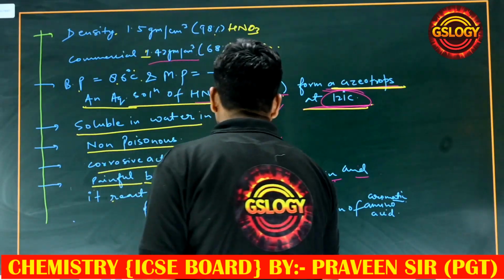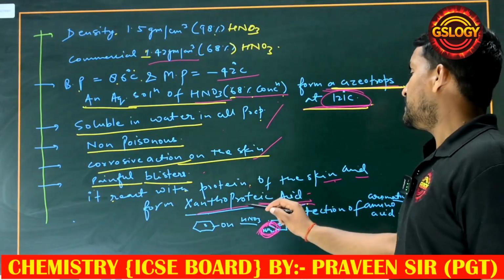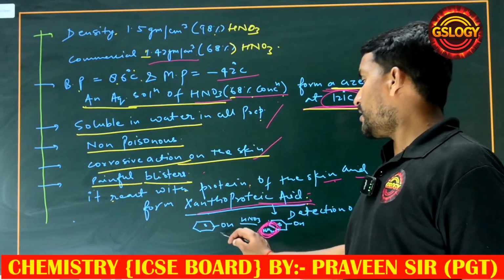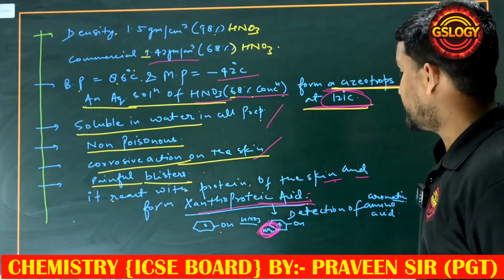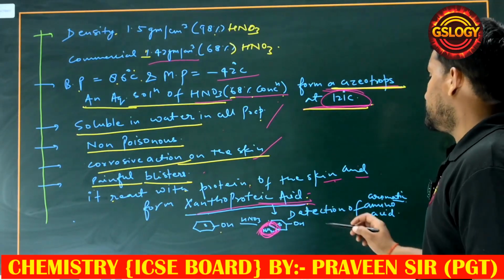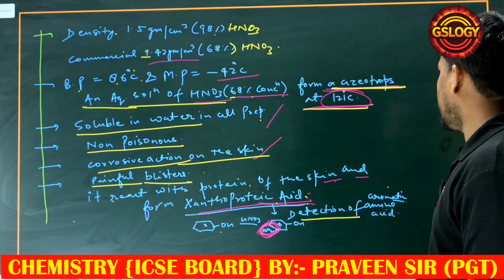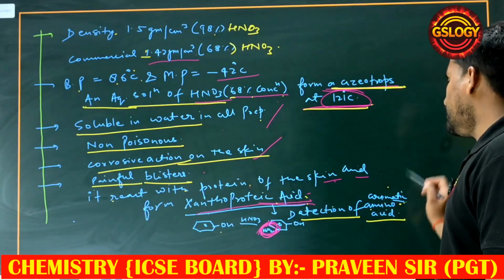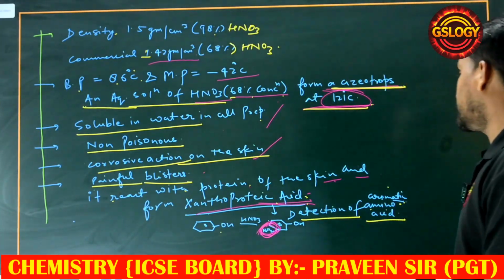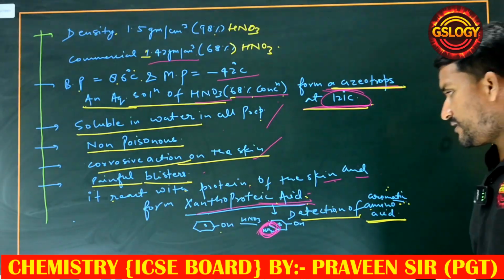Nitric acid reacts with the protein of the skin and forms xanthoproteic acid. It is a phenol; on oxidation with nitric acid it gives orthonitrophenol. Xanthoproteic acid is used for the detection of aromatic amino acids. Clear? Xanthoproteic acid is used for what? The detection of aromatic amino acids.